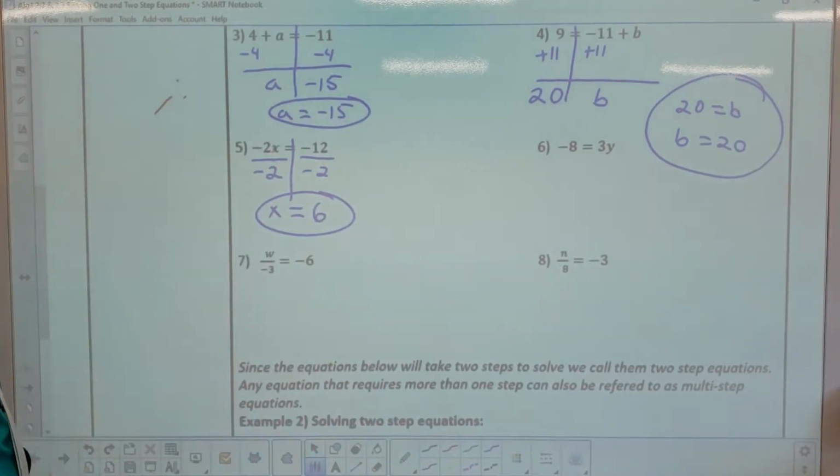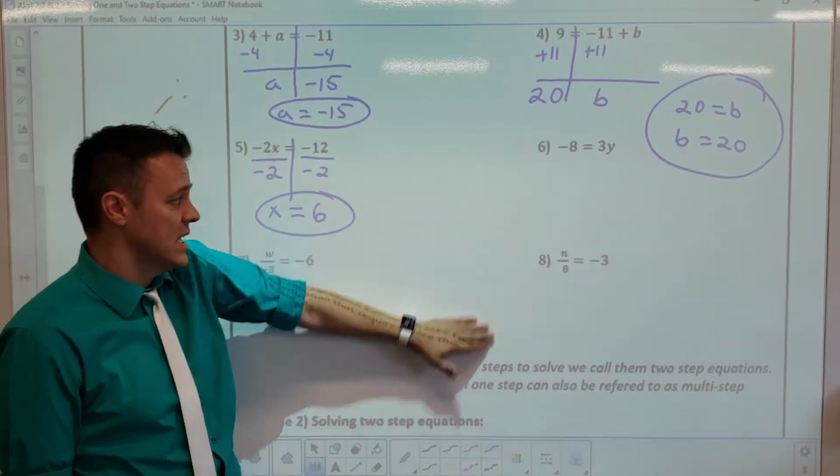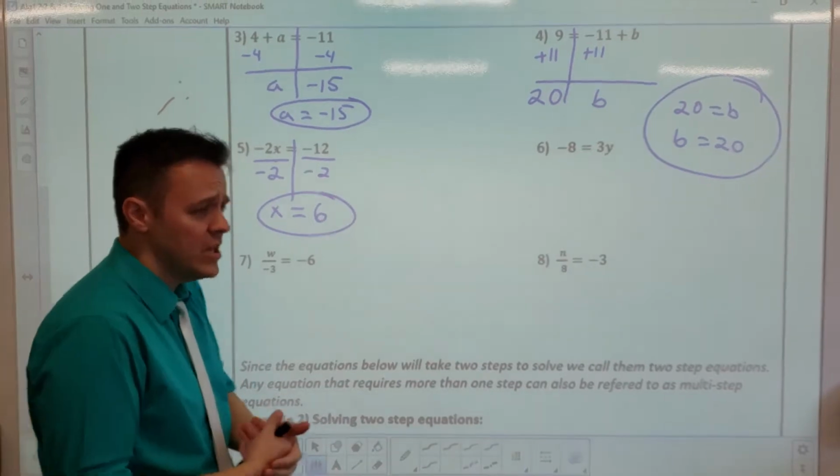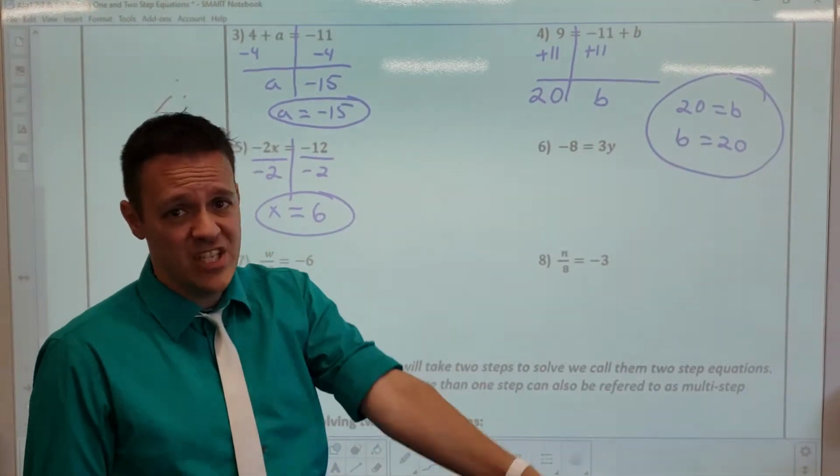This one over here, all right? That one we'll cover. I'll let you guys do that one in a second. This one here is a fraction. One thing you guys need to understand, a fraction is also division, okay?